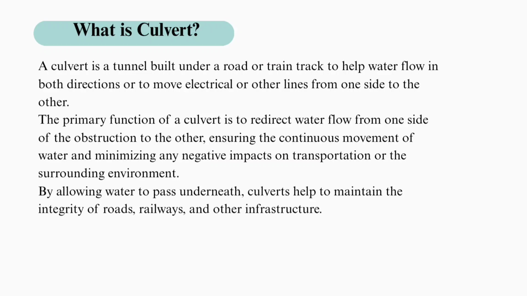What is a culvert? A culvert is a tunnel built under the road or train track to help water flow in both directions or to move electrical or other lines from one side to the other. The primary function of a culvert is to redirect water flow from one side of the obstruction to the other, ensuring the continuous movement of water and minimizing any negative impact on transportation or the surrounding environment. By allowing water to pass underneath, a culvert helps to maintain the integrity of roads, railways and other infrastructure.